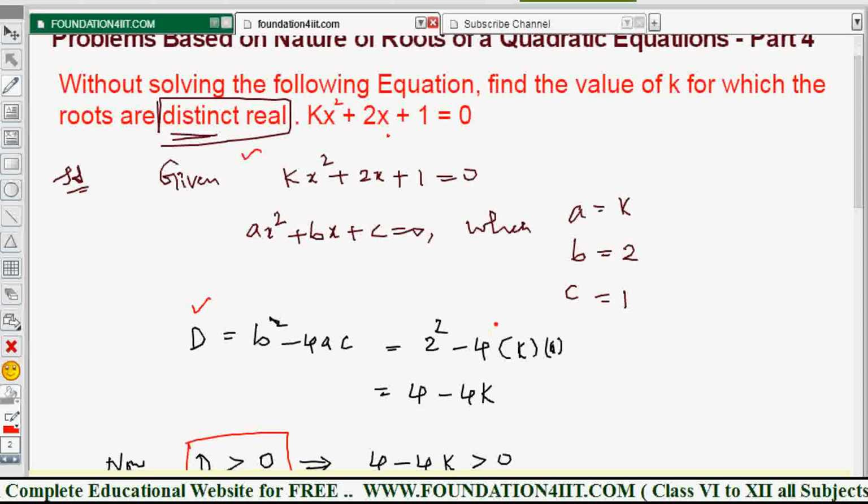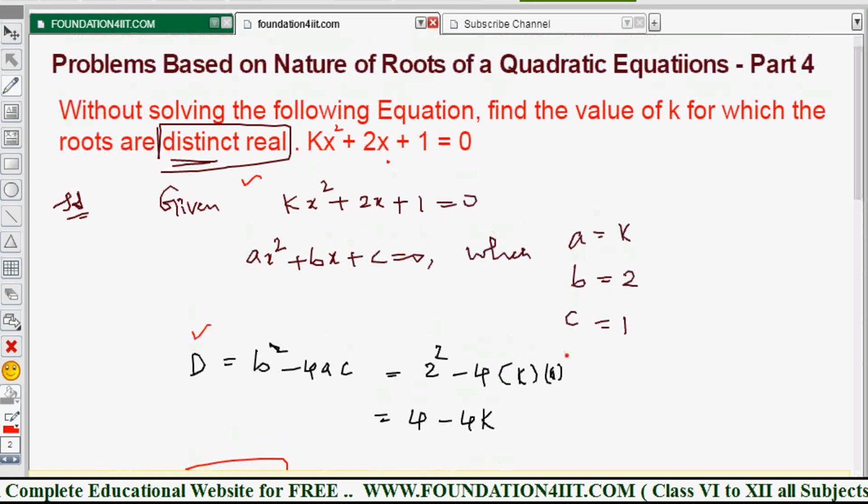Now let me show two more problems, where they ask to show that the equation has no real roots. Some show-that questions and proving type questions I'll explain now.